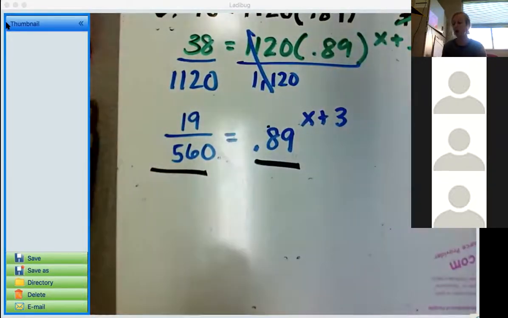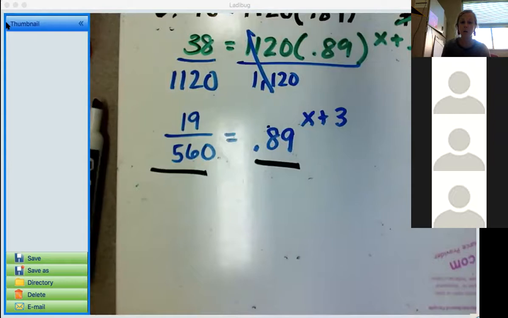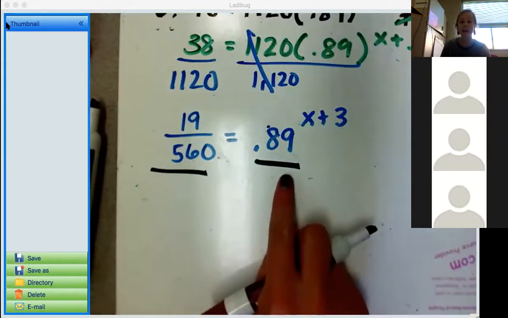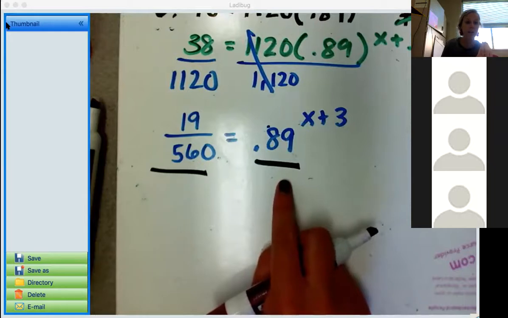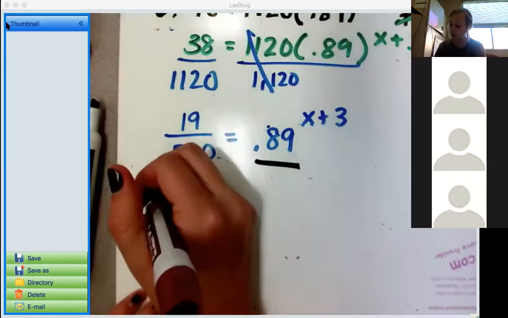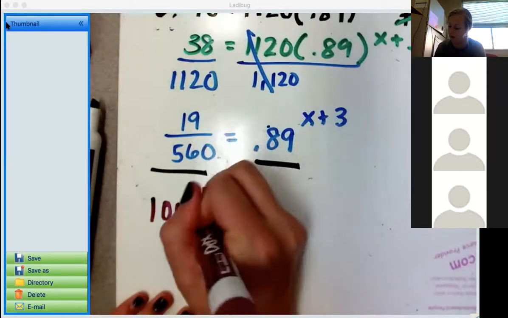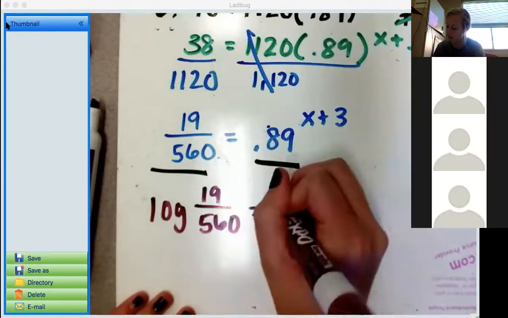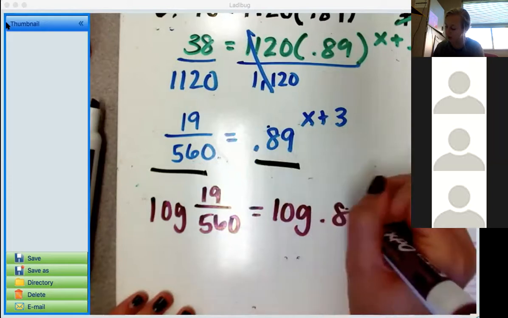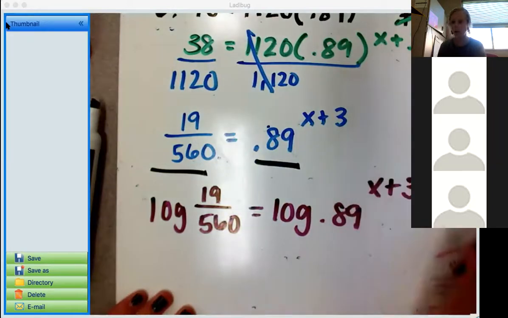Now, my loggy froggy people, I would not do loggy froggy for this one because you would get log base 0.89. And when we learned about logs, you learned that the base has to be a whole number, okay? So you need to take the log of both sides. So log of 19 over 560 equals the log of 0.89 to the x plus 3.